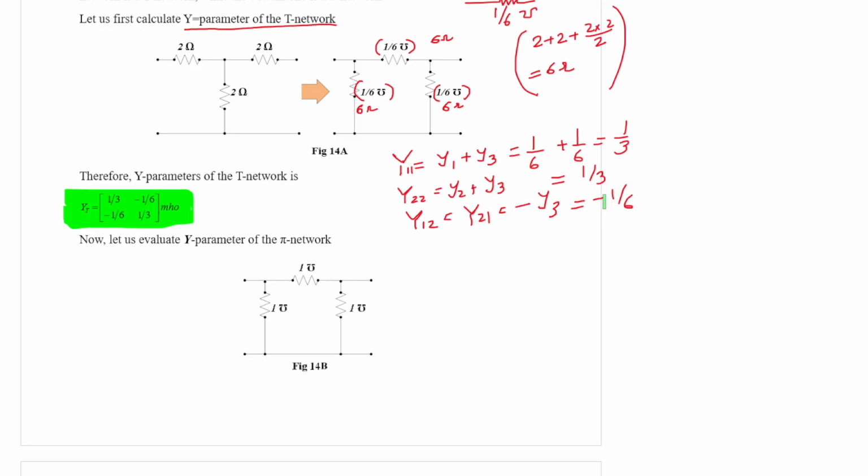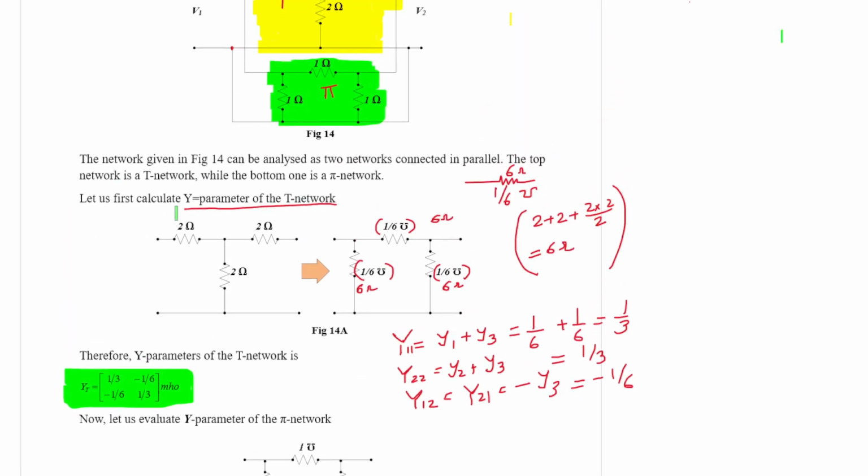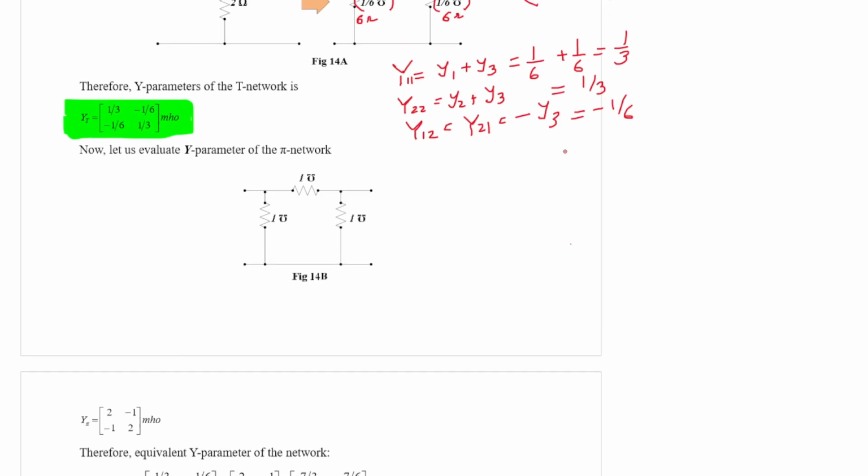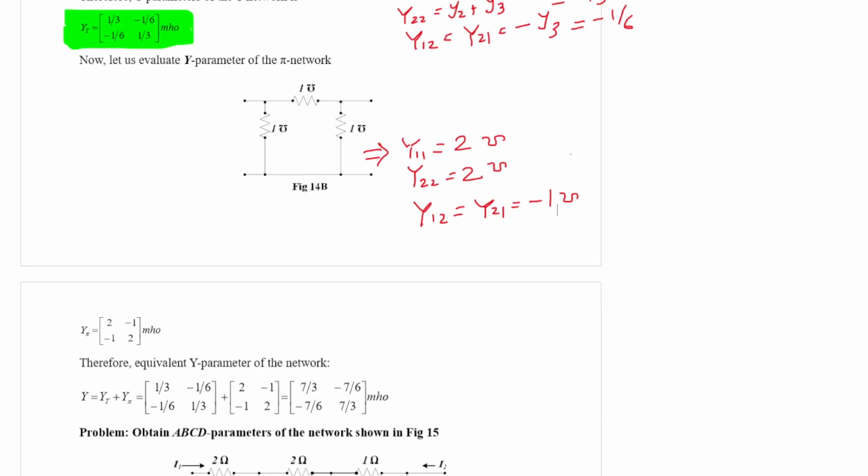Now let us evaluate the pi network, 1 ohm each. So 1 ohm resistance can be thought of as 1 mho conductance. It is fairly simple. If you evaluate the y parameter of this pi network, y11 will be 2 mho, y22 also will be 2 mho, and y12 is equal to y21, which will be minus 1 mho. So this is the y parameter of the pi network.